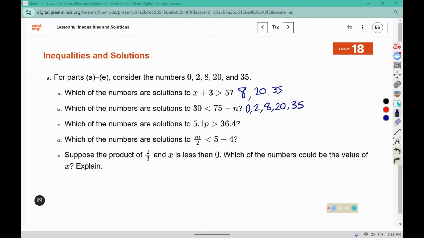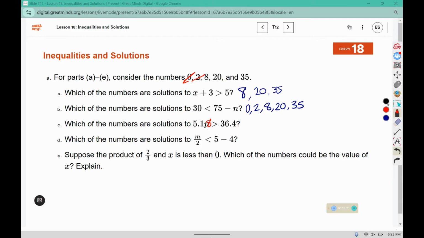Okay, so let's look at C. If I replaced P with a 0 here, anything times 0 is 0. So is 0 greater than 36.4? No. What if I replaced P with a 2? 5 times 2 would give us 10. 10 is not greater than 36. What about 8? Well, 5 times 8 would be 40, so that would be larger than 36.